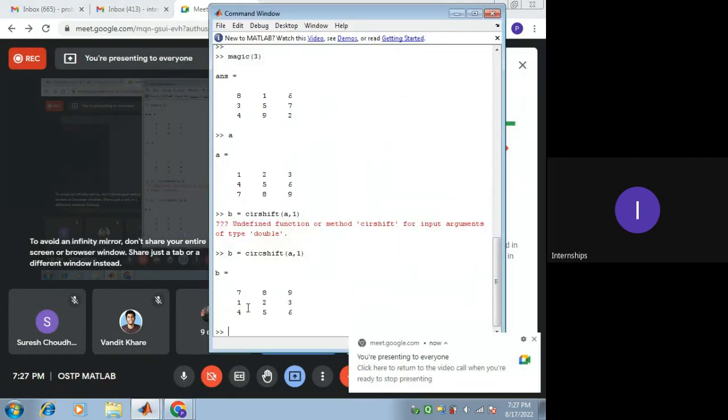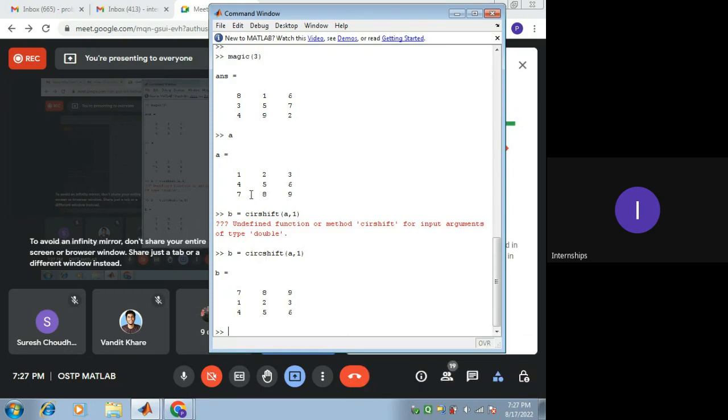See here, that means row wise it has been rotated by one unit. That means 7, 8, 9 was at the third row. It will be rotated to go above this one. So after this one, 1, 2, 3, and after 1, 2, 3, 4, 5, 6. So this is the new matrix. Now say B equal to circshift.